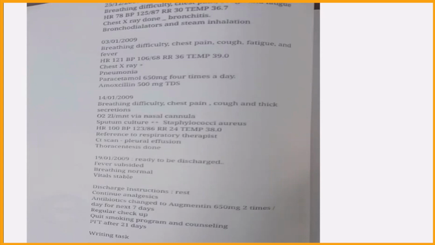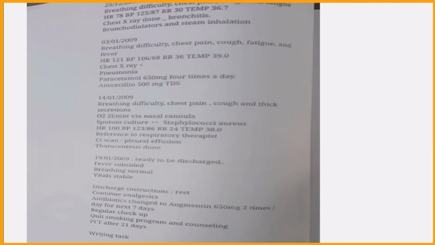Complaints: breathing difficulty. We can write complaints, breathing difficulty, chest pain, cough and fatigue. Vitals, respiratory rate alone. Chest X-ray, bronchodilator, everything is important. Chest X-ray and medications. So you don't have to mention that RR alone was.